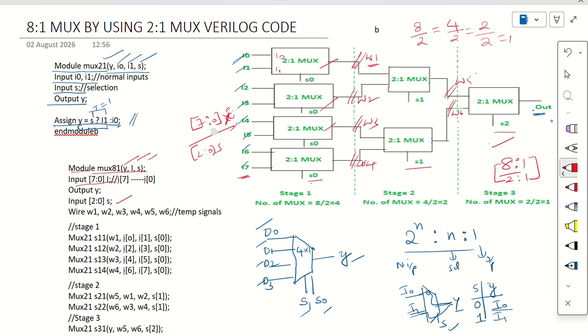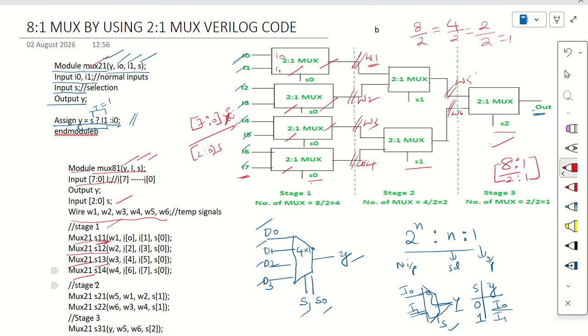After that, you can declare how many wires are required. We have a total of 6 wires required. In stage one, we have four multiplexers, so the 2:1 multiplexer is duplicated 4 times. That means the 2:1 multiplexer can be reused 4 times: mux 21, mux 21, mux 21, mux 21. Already we have designed the mux 21, so we can give a specific name to each instance. S11 means stage 1, first 2:1 multiplexer; S12, second multiplexer; then third, fourth.